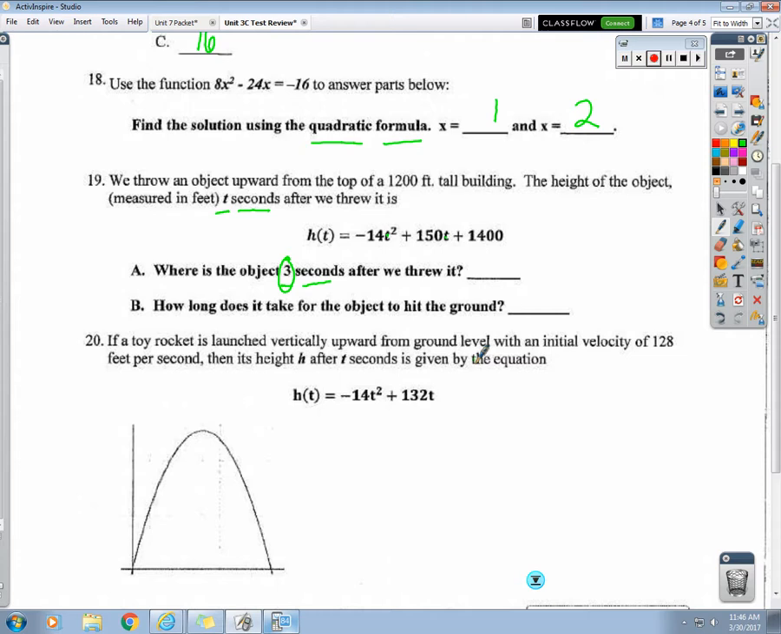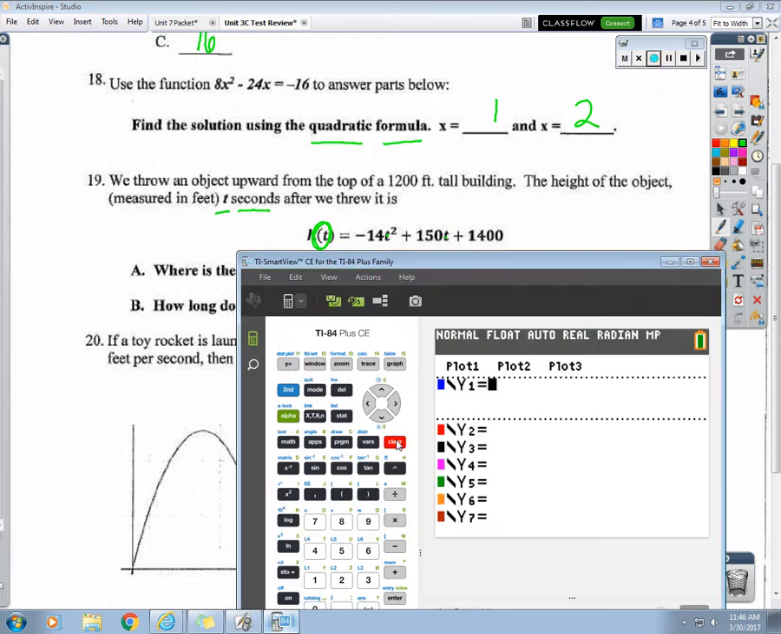What did y'all get? Right, 1,724 feet. How long does it take for the object to hit the ground? How would you figure that out? Make it equal 0, and then can't you just graph this? So y equals negative 14 t squared plus 150 t plus 1400.